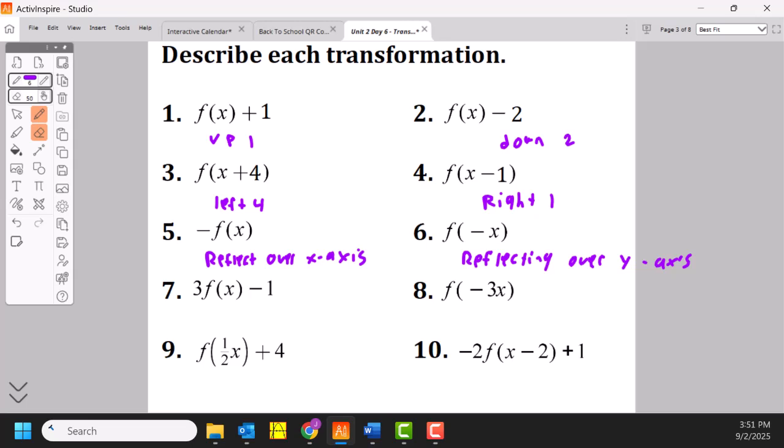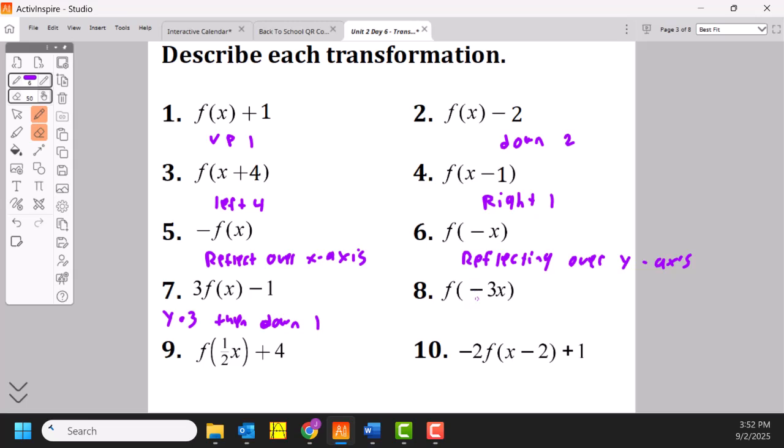Now the next few have multiple transformations at once. With these, we're always going to do reflections first, then any stretches or compressions, and then shifts up or down, or left and right, translations. So the 3 on the outside tells us we're going to multiply y times 3, then down 1 for the y value or the -1 that's on the outside.